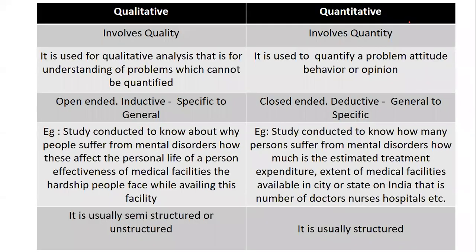After that, the next important topic for your examination based on research aptitude is the qualitative approach and the quantitative approach. When we talk about the qualitative approach, let's see what it considers in detail. The qualitative approach is the one which involves quality. It is used for qualitative analysis, that is, for understanding problems which cannot be quantified. See here, we are talking about qualitative, that is, quality, which cannot be quantified.